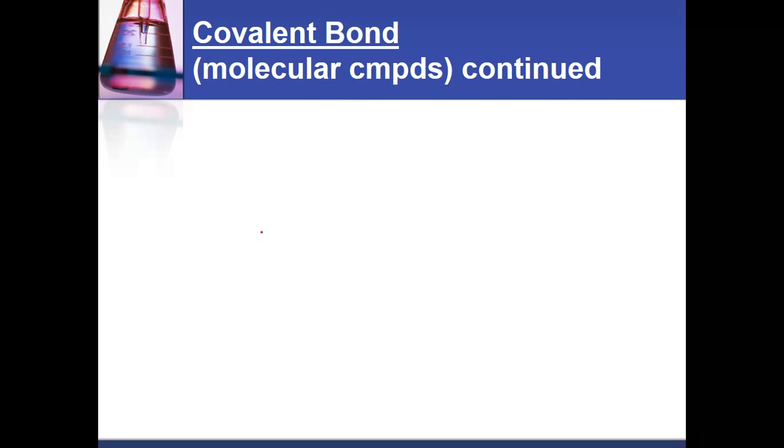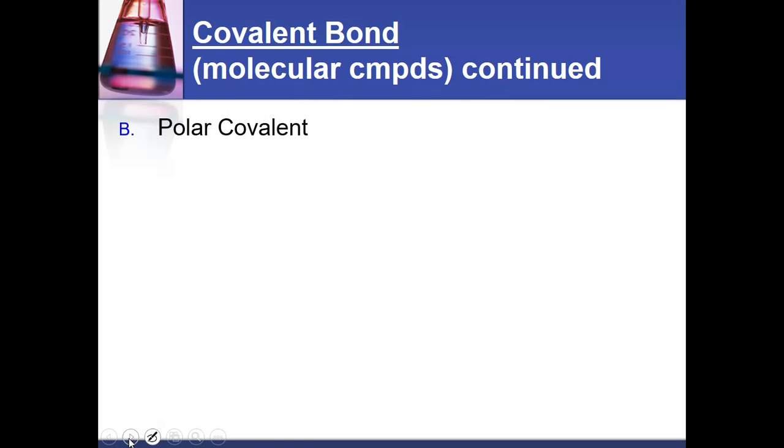So let's pick back up where we left off in the last video. I got cut off there on the two types of covalent bonds. We were looking at our polar covalent bonds and our non-polar covalent bonds. Well, the polar covalent bonds are going to be between a nonmetal and a nonmetal, and we said they're going to share their electrons unequally.